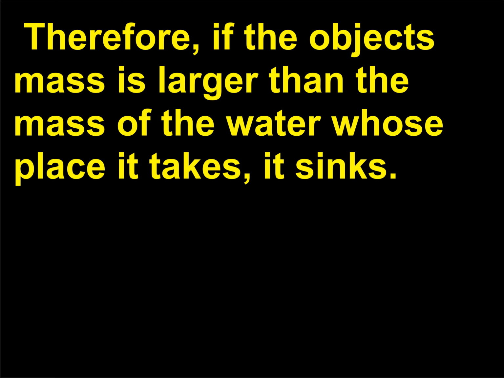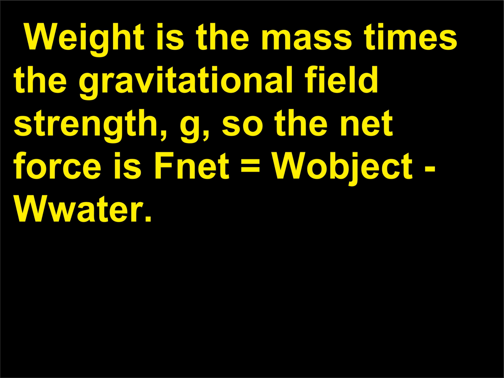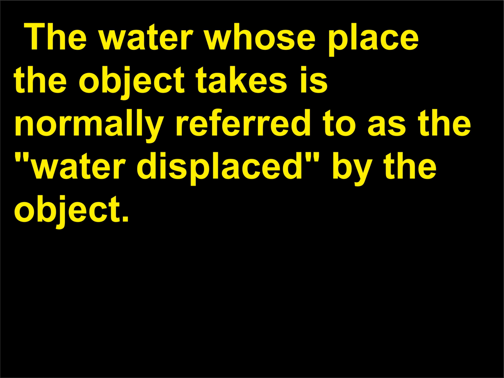Therefore, if the object's mass is larger than the mass of the water whose place it takes, it sinks. If the mass is smaller, then it will rise. Weight is the mass times the gravitational field strength, g, so the net force is F net equals w_object minus w_water. The water whose place the object takes is normally referred to as the water displaced by the object.